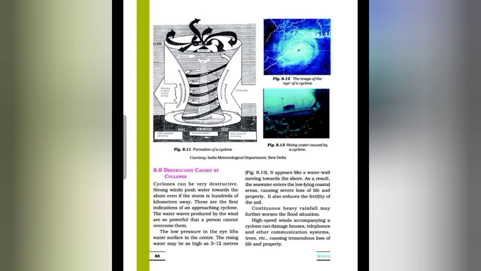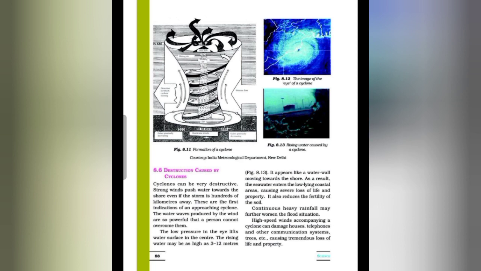India has a large coastline which makes it vulnerable to cyclones, both in terms of intensity and frequency. So the east coast of India, especially the coasts of Odisha, Andhra Pradesh, and Tamil Nadu, are more vulnerable to cyclones. So this is all about the formation of cyclones.